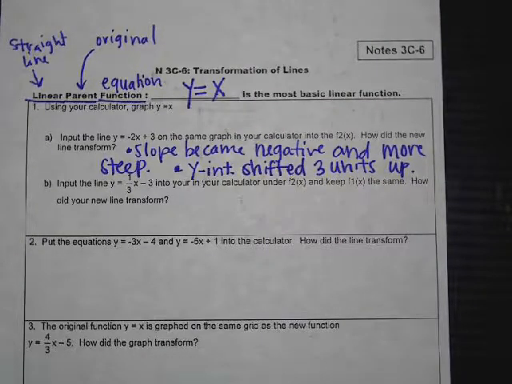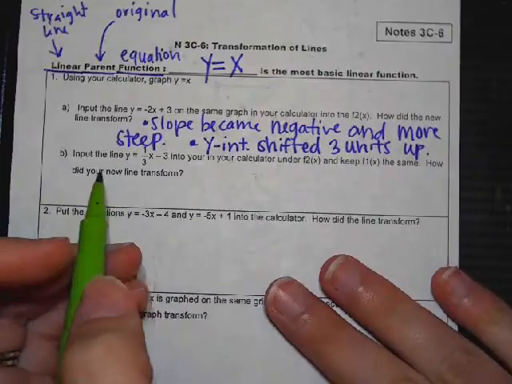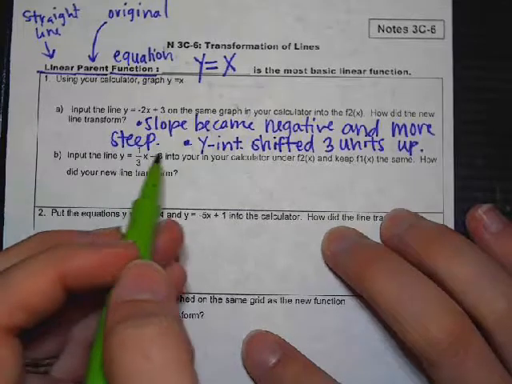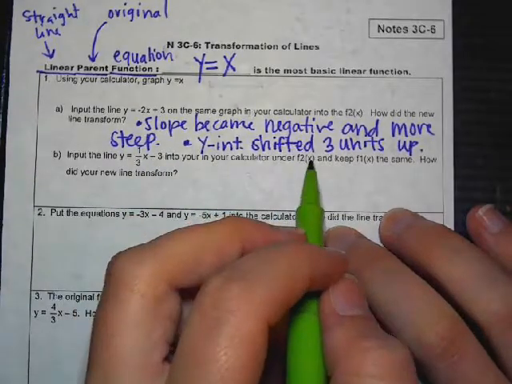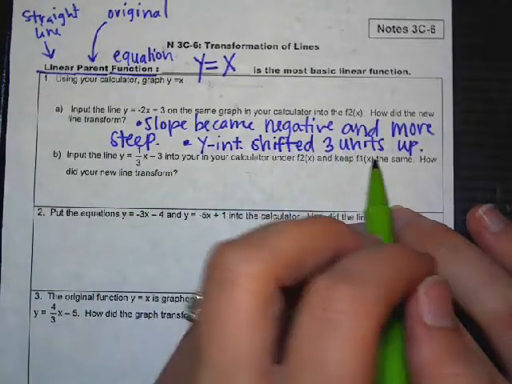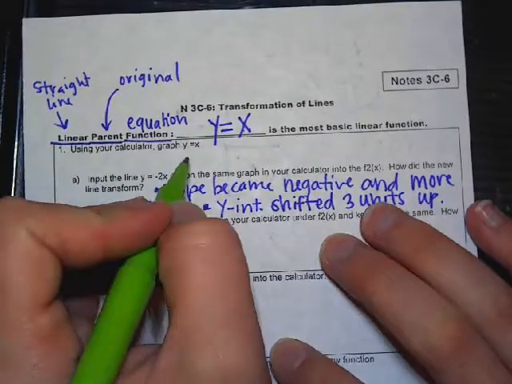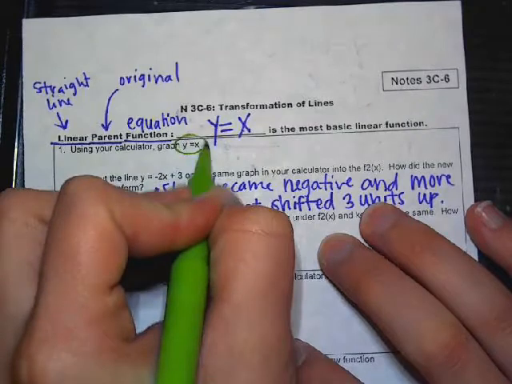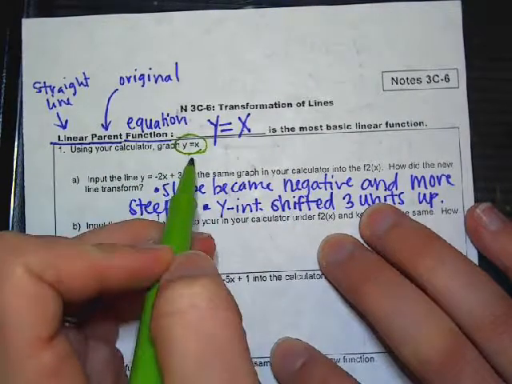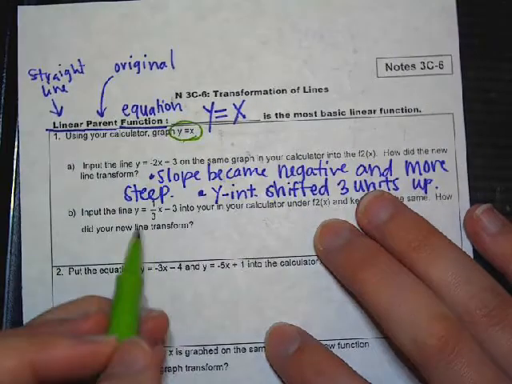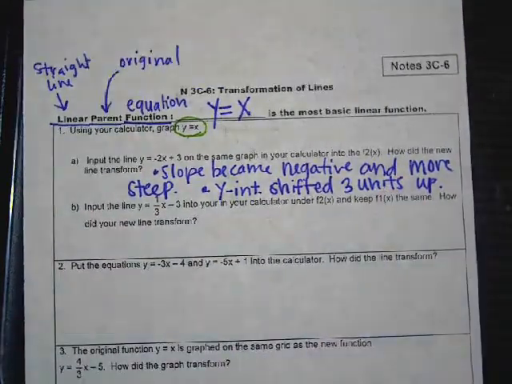Okay, part B right here. Part B says, input the line y equals 1/3 x into your calculator under F2 of x. Keep the F1 the same. How did your line transform? So what we're going to do is keep this in the calculator, but delete this line out and put this one in. Okay, so let's do it together.